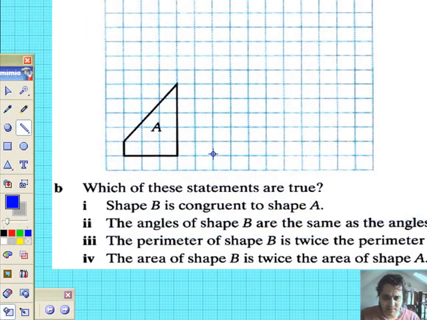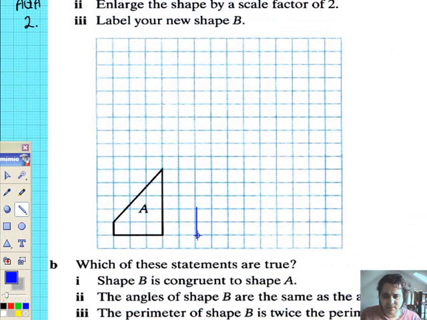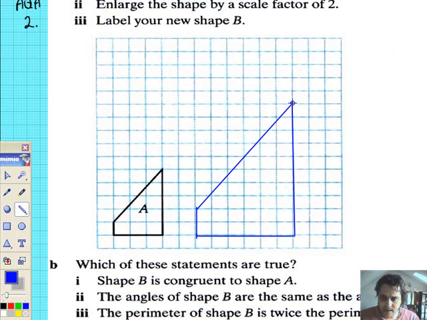1 square up times 2 becomes 2 squares up. So you're allowed to work now. 2 squares up. 3 along becomes 6 across. 1, 2, 3, 4, 5, 6. 1, 2, 3, 4, 5 squares up becomes 10 squares up. 1, 2, 3, 4, 5, 6, 7, 8, 9, 10. Oh, it's a bit wobbly. Then just join the ends and let go. Right, that's enlargement scale factor 2.